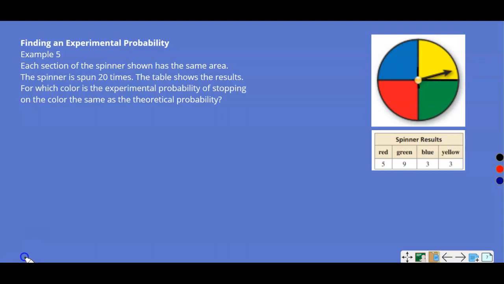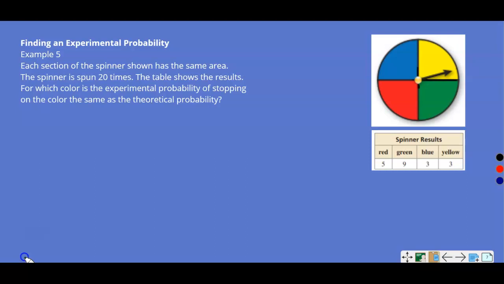Sample spaces and probability. Example 5. Finding an experimental probability. Each section of the spinner shown has the same area. The spinner is spun 20 times. The table shows the results. For which color is the experimental probability of stopping on a color the same as the theoretical probability?